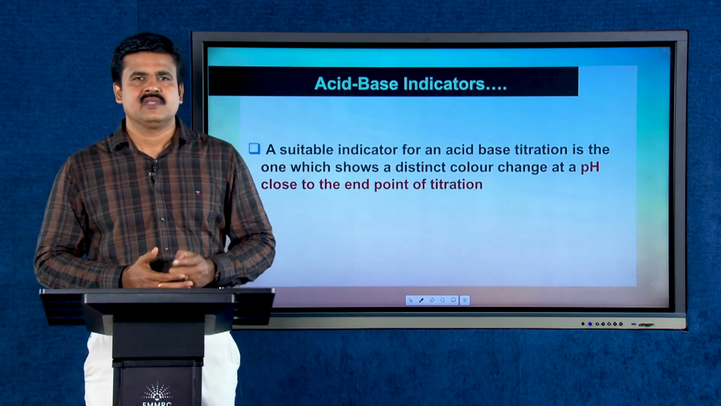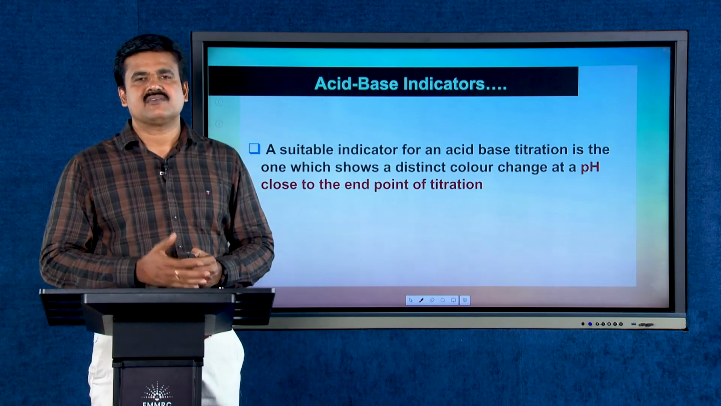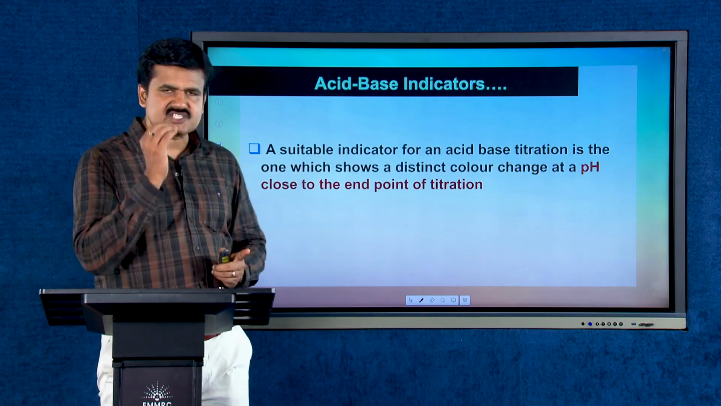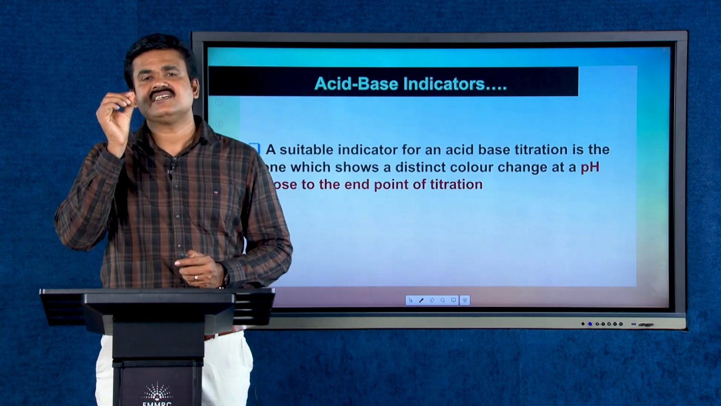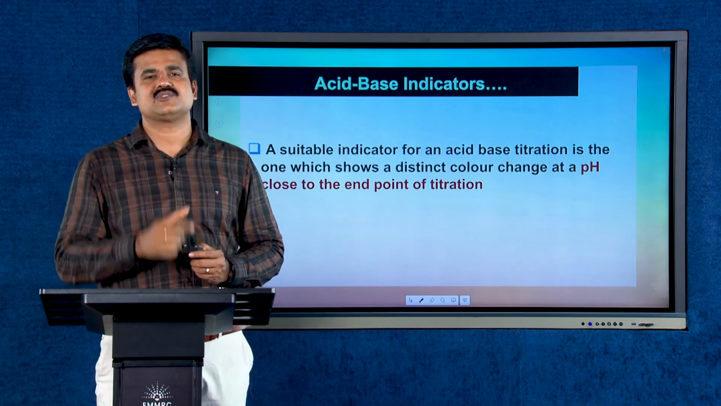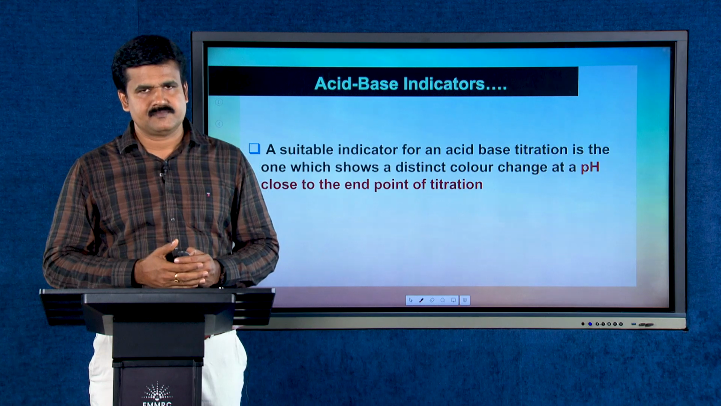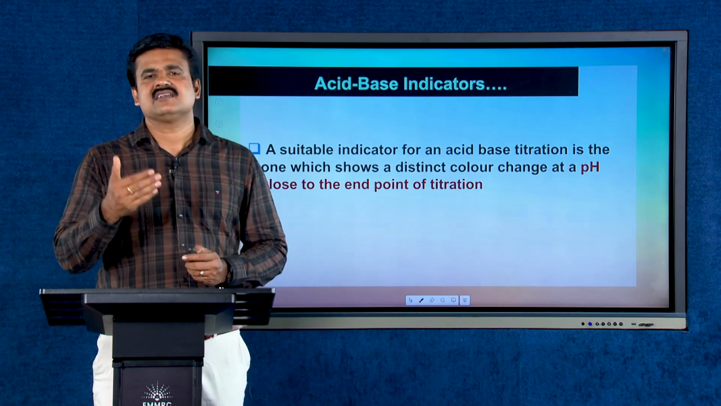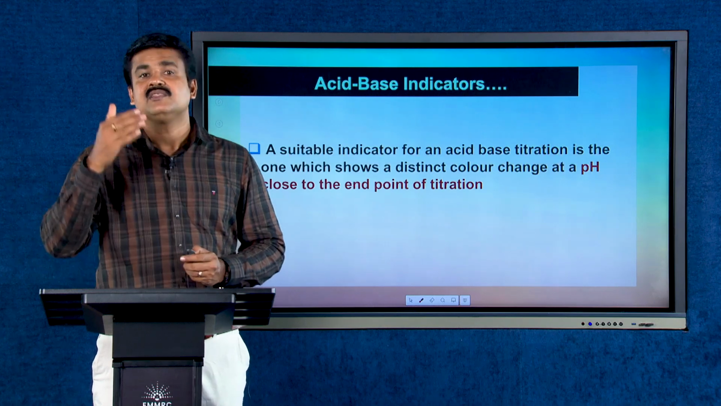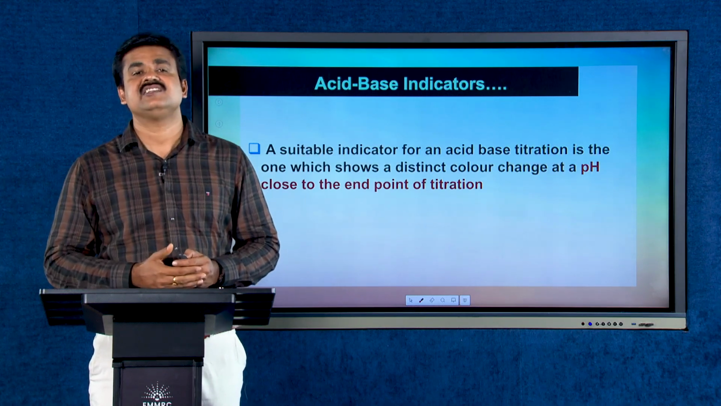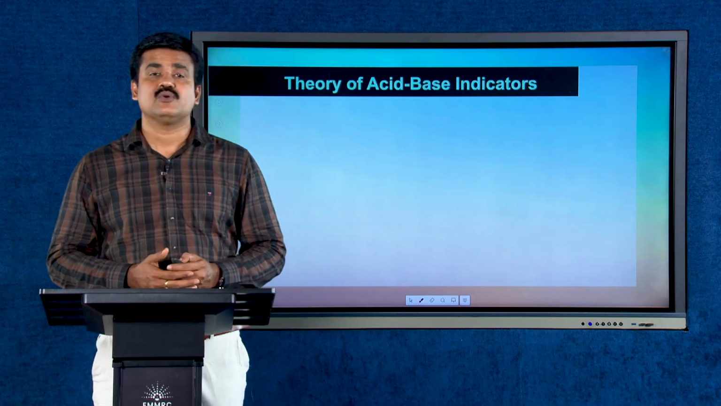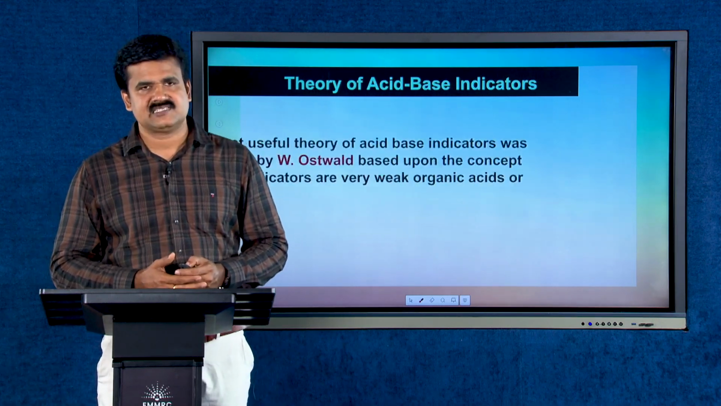Now, a suitable indicator for an acid-base titration is the one which shows a distinct color change at a pH very close to the end point of the titration. The closer this pH is to the end point, the more accurate will be the determination of the end point. Now, theory of acid-base indicators.